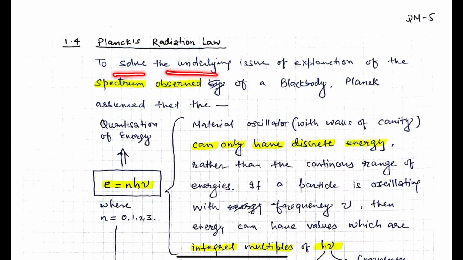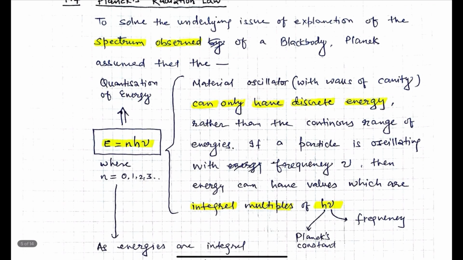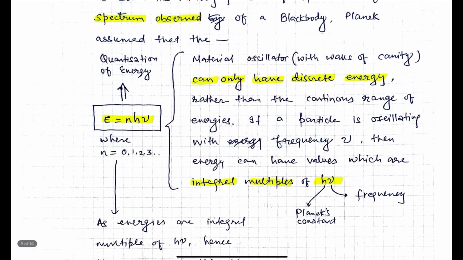So to solve the underlying issue of the explanation of the spectrum as observed by a black body, Planck assumed that material oscillators within the walls of the cavity can only have discrete energy. They cannot have continuous energy. So till now we have known that the energy could be continuous. But this person proposed that energy cannot be continuous, it could be discrete only. We are going to discover what exactly discrete means.